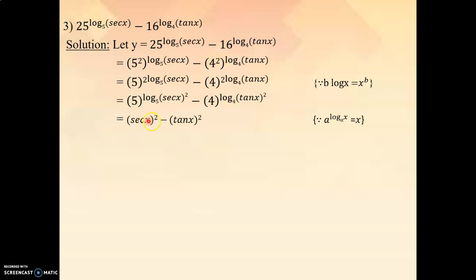So (sec x) whole square, this will cancel, and you will get (sec x) whole square minus (tan x) whole square. This can be written as sec square x minus tan square x. And we all know the fundamental identity: sec square x minus tan square x is 1. Now we are differentiating. In this question we have not taken the derivative till here. We are just solving and simplifying this function till here. Then we are taking the derivative with respect to x. So the derivative of 1 is 0. This is the final answer.